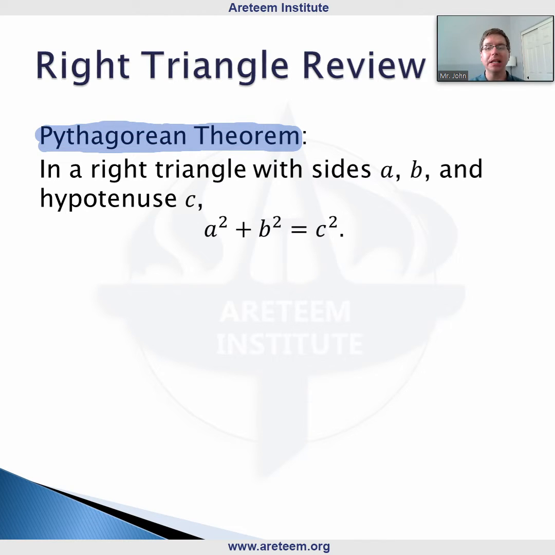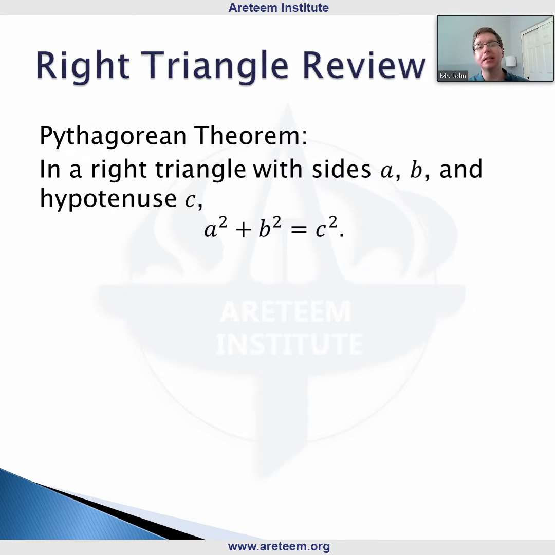And importantly, it tells us about the lengths of the sides. If you have two sides, length A and B, then that hypotenuse is C squared is A squared plus B squared. So it allows you to say something about the lengths of these sides in a right triangle.